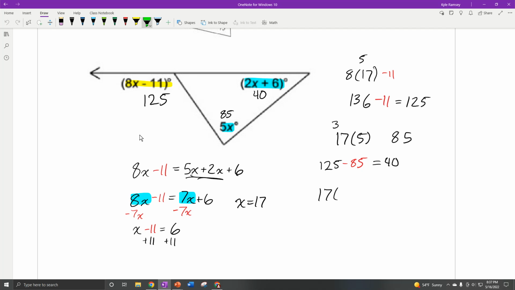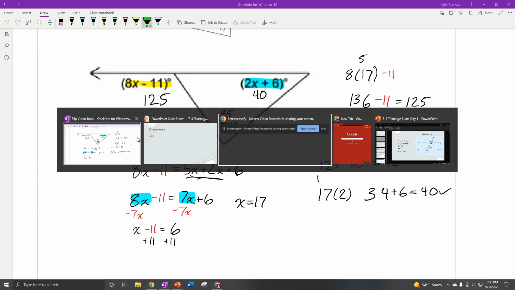17 times 2. Well, I see a 14 and a 34. Now we're going to add 6 to that. 40. Done. All right. So that's what we're working on today, and I hope you guys have a wonderful one.